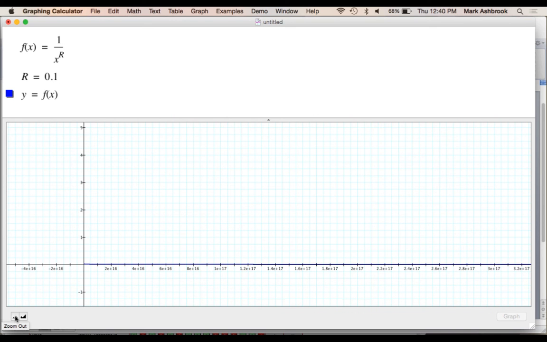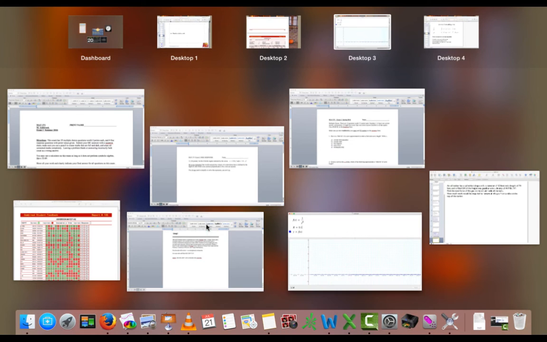Okay, so what is our rule then? r just has to be what in order for this to converge? Greater than 0.